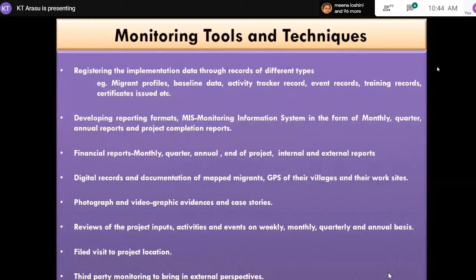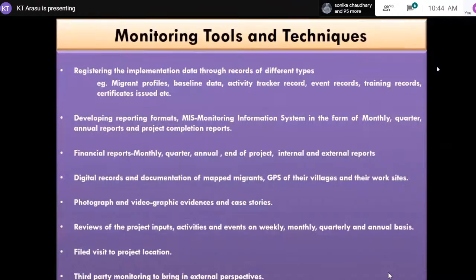So now, monitoring tools and techniques. This is another part of it. There are different tools available, for example registering implementation data through records. In our organization, once a project is there, I will sit coolly and develop a lot of formats for capturing this. Then I pilot it, and then we give it to the grassroots actors who don't know much about the project, test it, and then refine it.